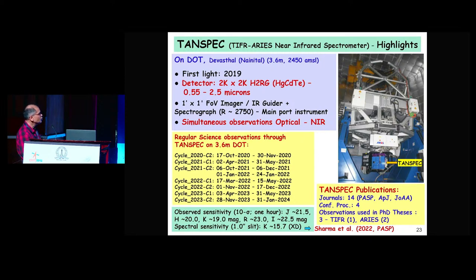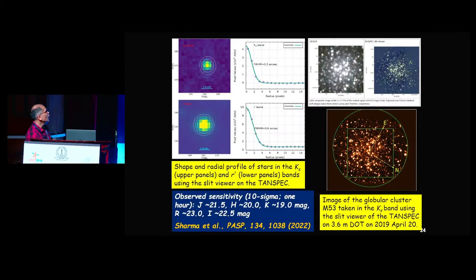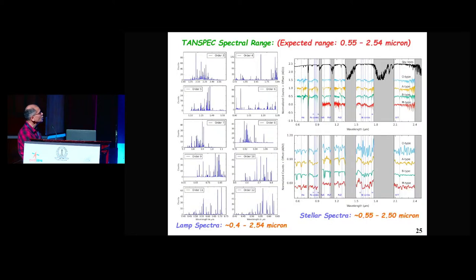It can go much deeper, like 19 magnitude in K-band. And you can also do optical imaging with this camera up to 23 magnitude in R-band. Again, this camera was used for really deep imaging observation and spectroscopy. You can see we have got sub-arcsecond seeing conditions from DOT, which is reflected in these very high sensitivity images of, in particular, one of the globular clusters.